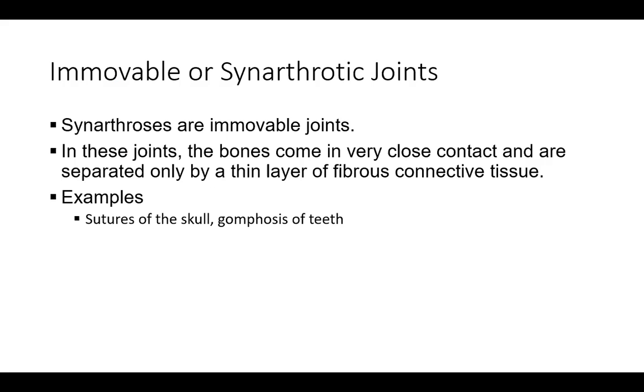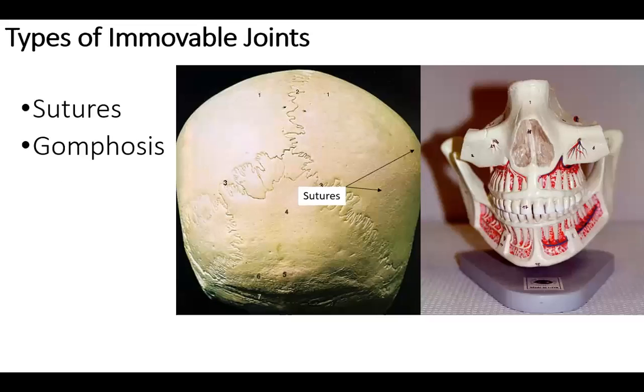The socket the tooth is in has a very thin layer of connective tissue between the bone and the tooth itself. So these are not joints that are going to move. The teeth in our socket don't move. The suture lines in our skull definitely do not move. We don't want them to move. We want them to be immobile. At one time, they were movable when we were infants and children, but we don't want them to move now.